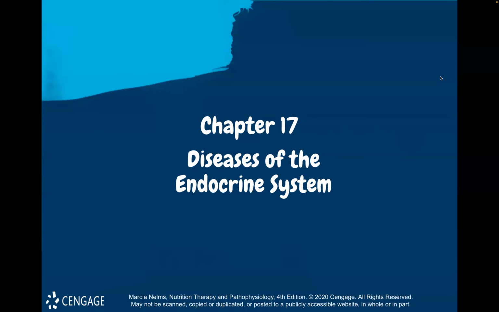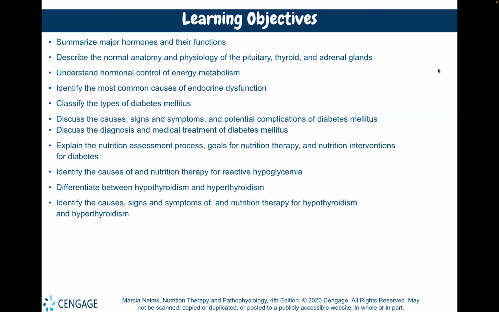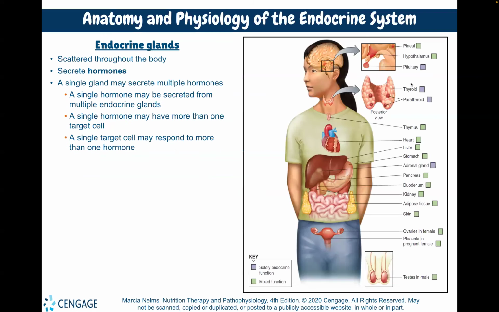This is going to be a quick rundown of diseases of the endocrine system, which is chapter 17 in our text. Here you can find the learning objectives, and my suggestion is after you go through the chapter, reading it, and this lecture, you can go through each of these bullet points and see if you can accomplish each of those objectives. So first we need to take a look at the anatomy of the endocrine system.